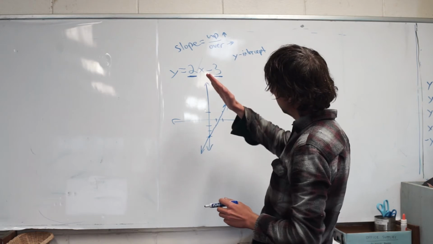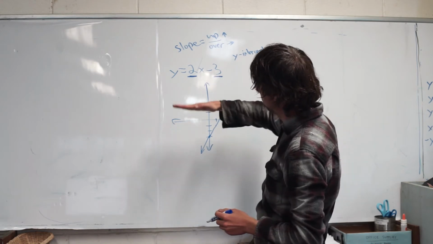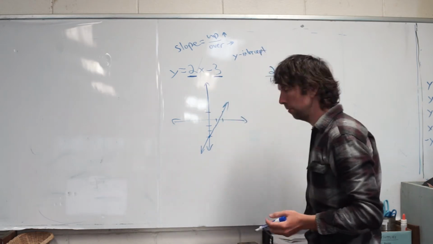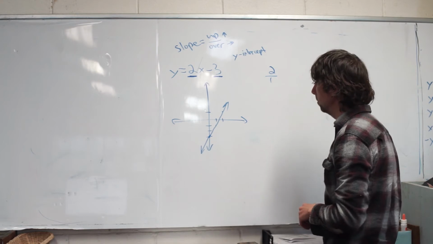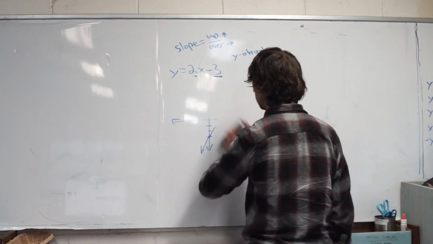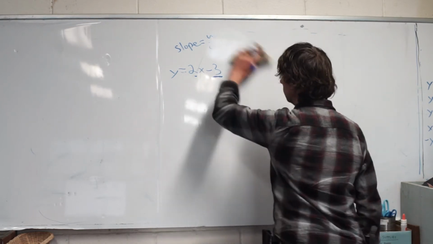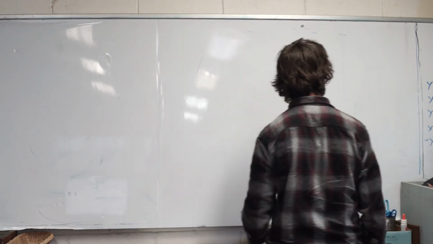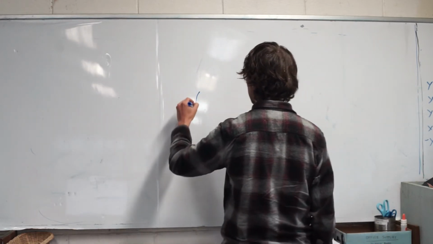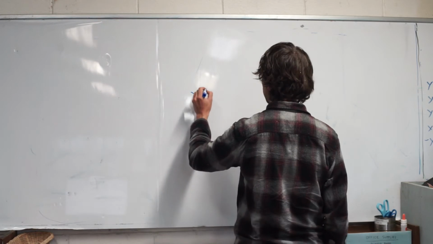So a slope of 2 should be kind of steep. If it was negative, it would be like that. If it was a small fraction, it would be closer to the horizontal. Hopefully that's all real familiar. Alright, so that's graphing an equation. Now how do we graph an inequality? Well, it's just the same thing.